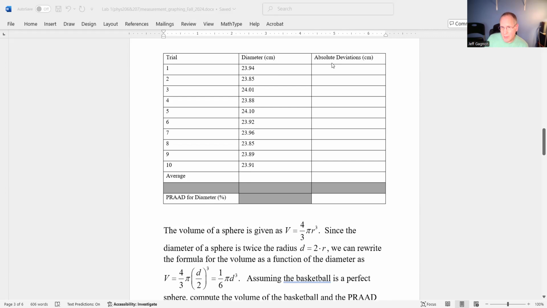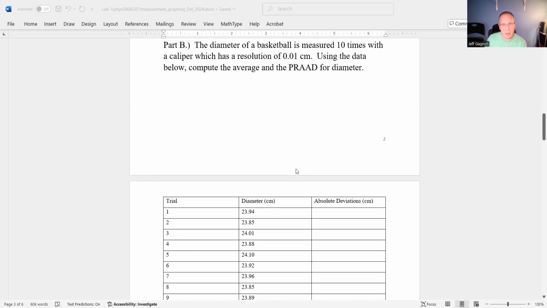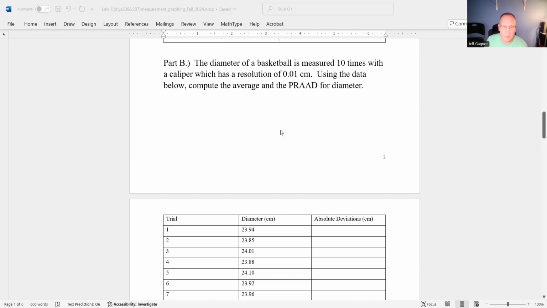I gave you this column again with the absolute deviation, so you can find all of those, right? How far each value is away from your average. Remember, these are all going to be non-negative. Then you average these. Again, make sure you round to the resolution of the instrument, so two places. And then the prad is always going to be the average absolute deviation divided by your average diameter times 100, just like you did up here for the length, width, and height.